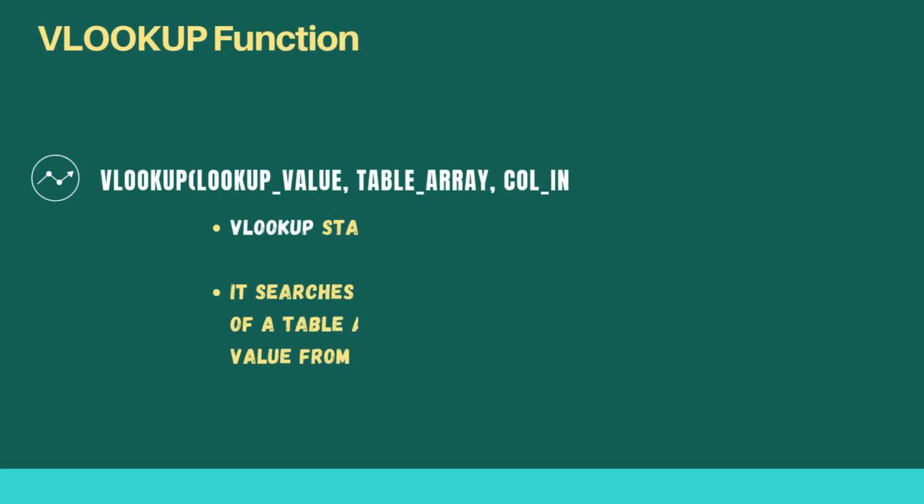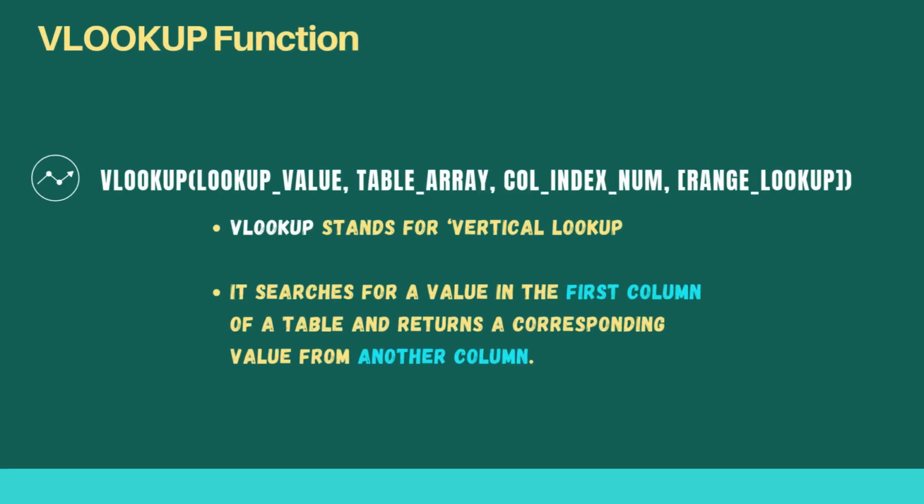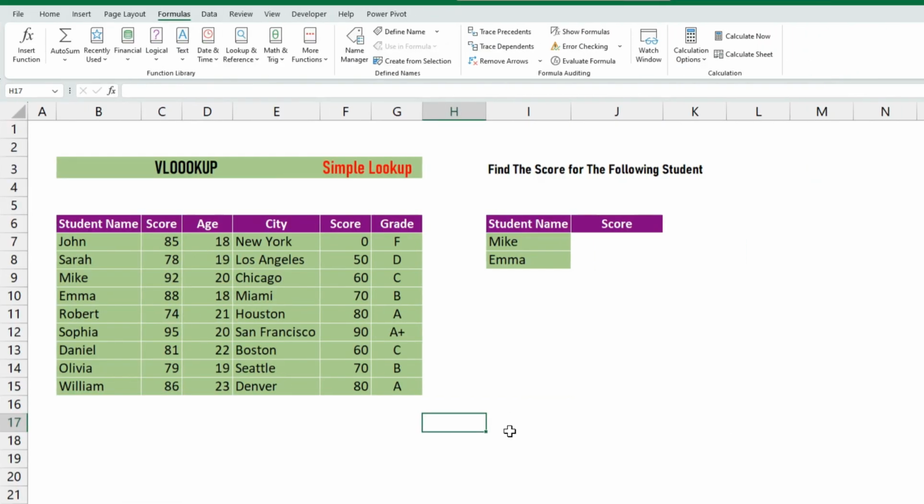Let's start with the basics. VLOOKUP stands for vertical lookup. It searches for a value in the first column of a table and returns a corresponding value from another column. The syntax of VLOOKUP is VLOOKUP(lookup_value, table_array, col_index_num, range_lookup).